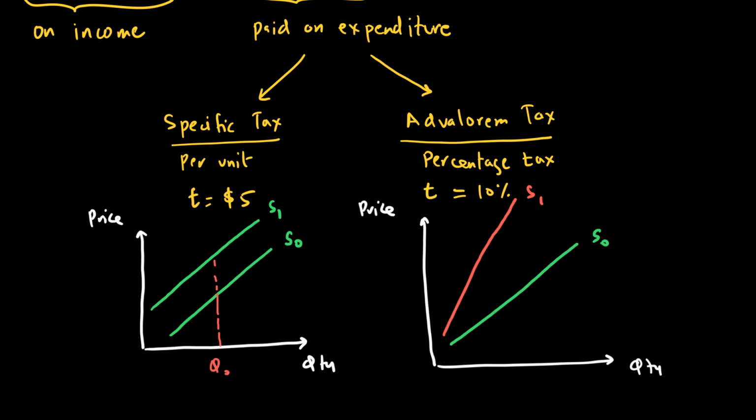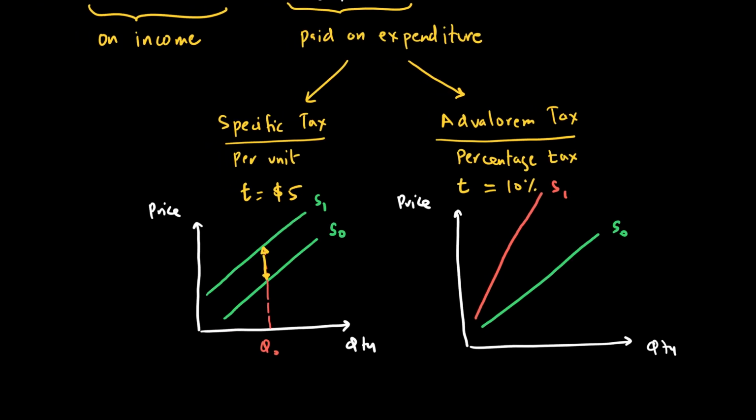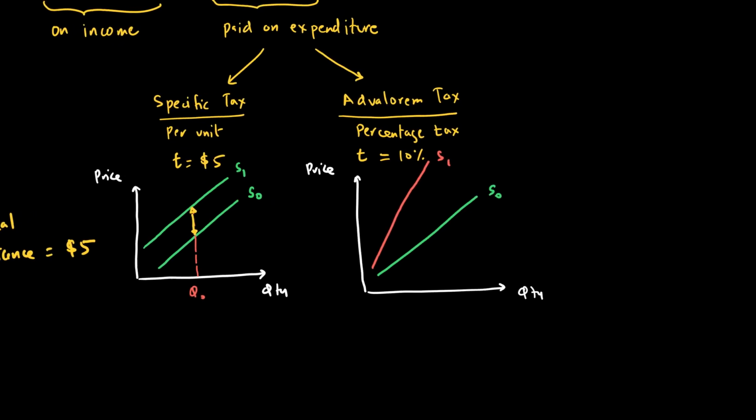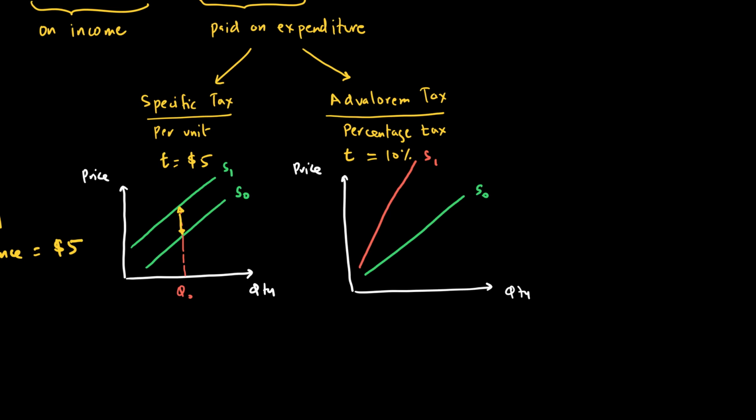Now this means that every time I look at any quantity, let's say Q0, and I ask what's the vertical distance between these two supply curves, the answer will be $5. The distance is not going to change because the amount of tax is flat. So it's a flat tax. The supply curve shifts backward or upward in a parallel manner by $5 every time.